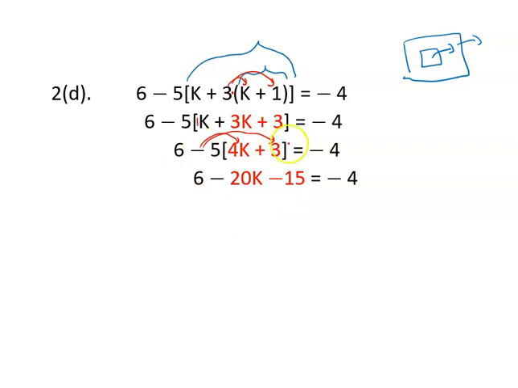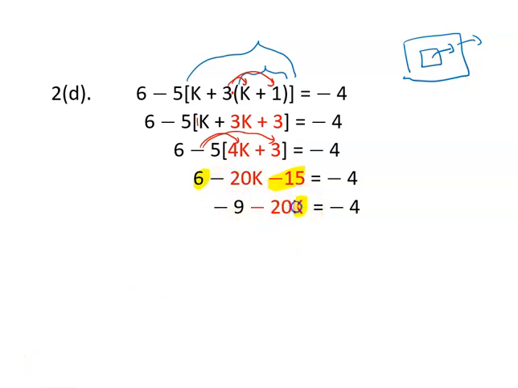Now we got rid of all the boxes, the parentheses and the brackets. We can combine like terms. The number 6 and the number -15 are like terms. 6 minus 15 is -9. And the variable -20k, we just bring it down.